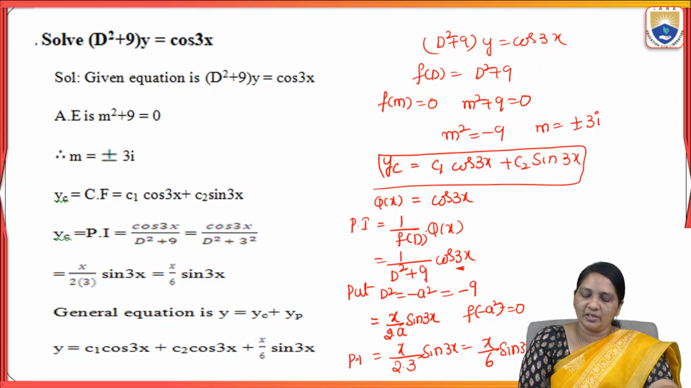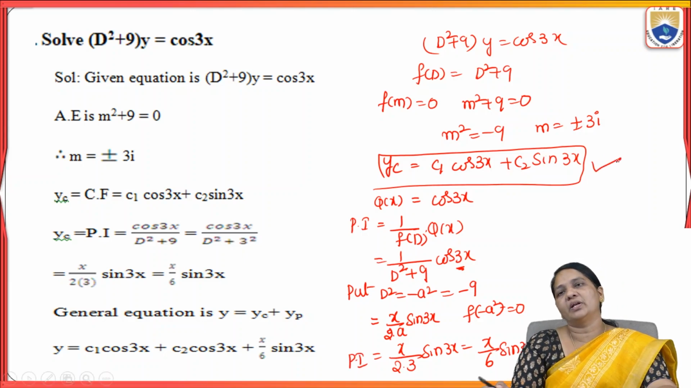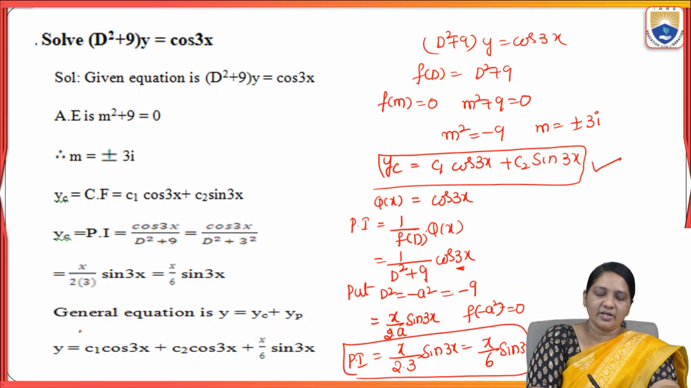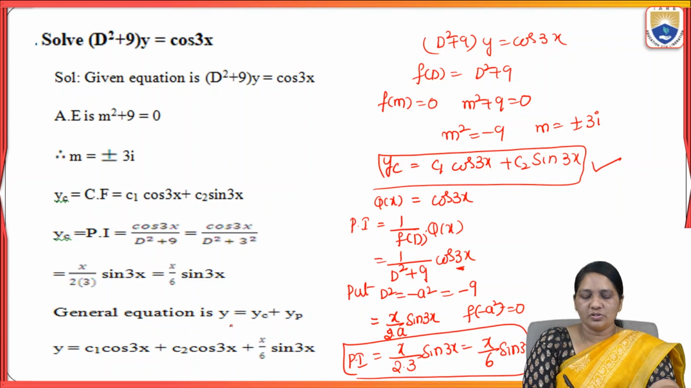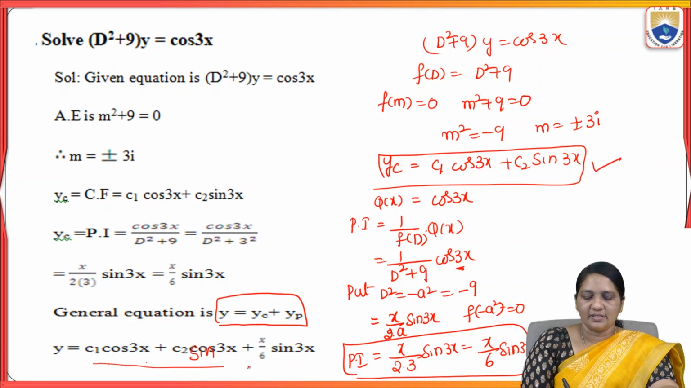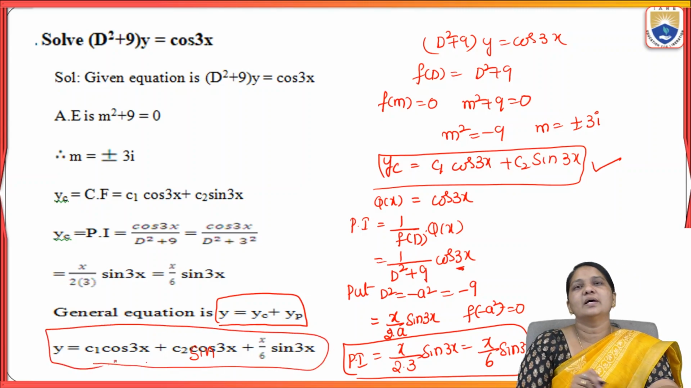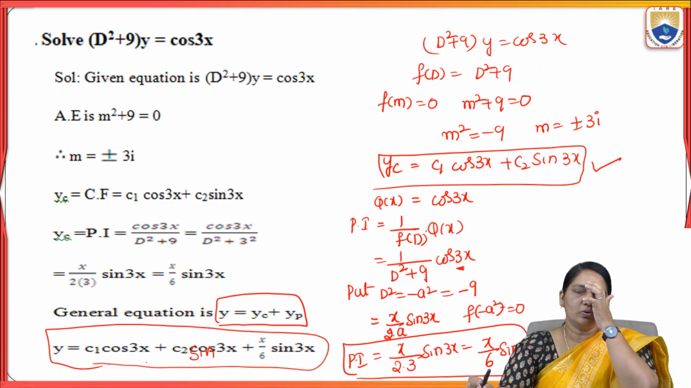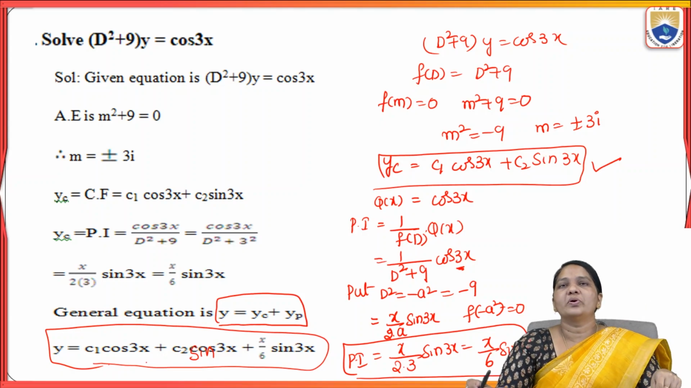This is the particular integral value, and this is the complementary function. Now finally, what is my general solution? The general solution is y equal to yc plus yp. We are adding together c1 cos 3x plus c2 sin 3x plus x by 6 sin 3x. This is the complete solution or general solution of the given equation. So this is the way to solve the given non-homogeneous linear differential equation.